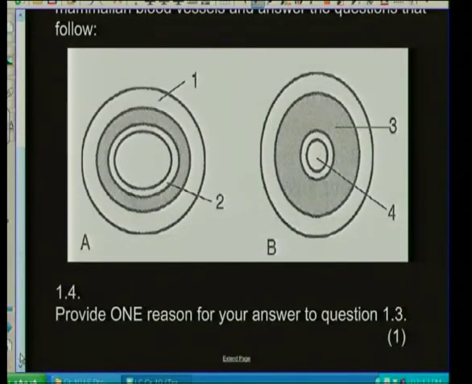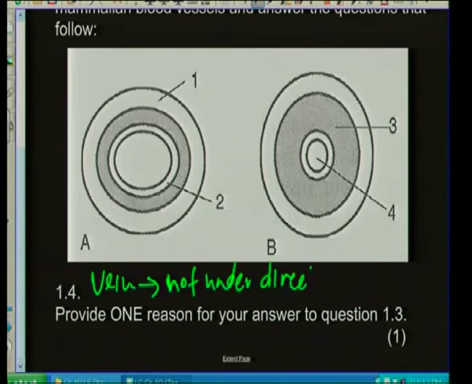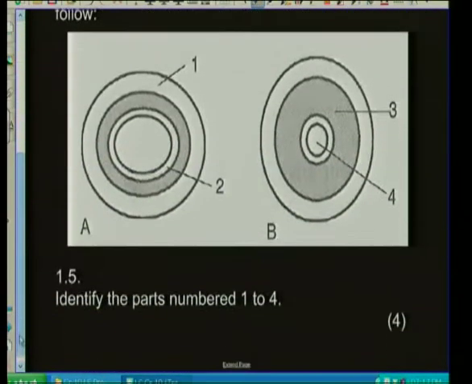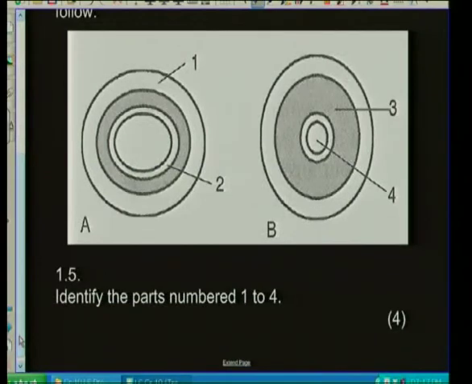Provide one reason for your answer to 1.3. Why did you say that the vein carries blood at low pressure? The reason being, the vein is not under direct pressure from the heart. The vein is not under direct pressure from the heart, therefore the blood pressure there would be lower.